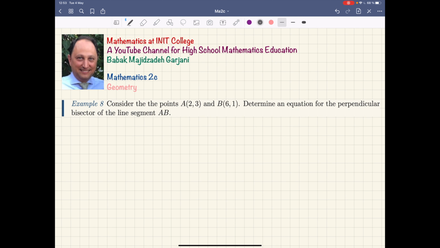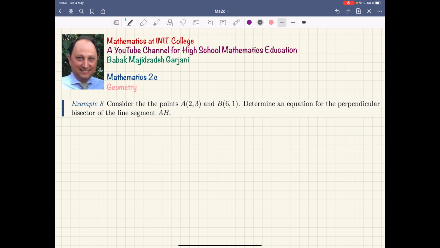So go here. Number 8. Consider the points A and B with these coordinates. Determine an equation for the perpendicular bisector of the line segment AB. What is perpendicular bisector? These are the words it is good to know. So let me just describe it here for you in the margin.